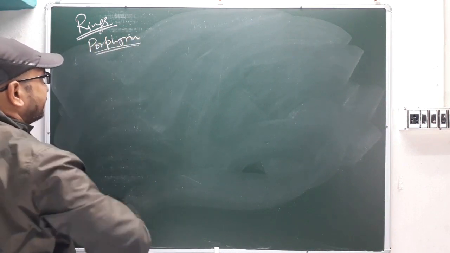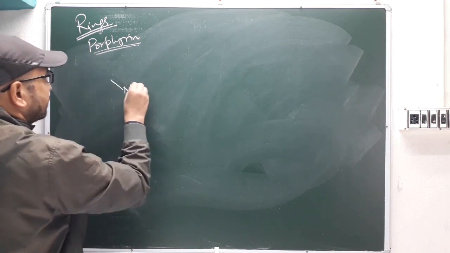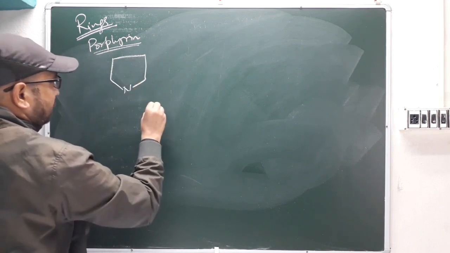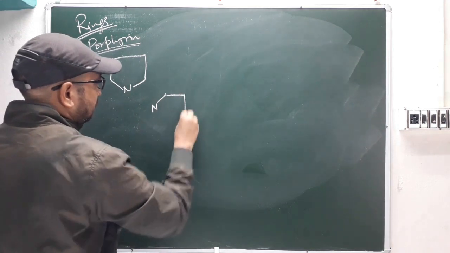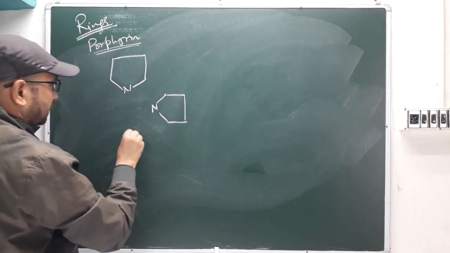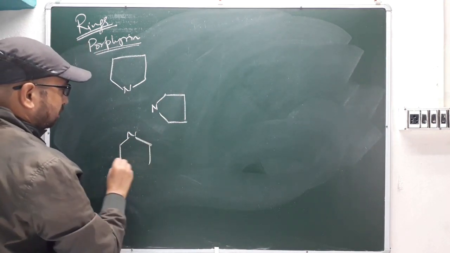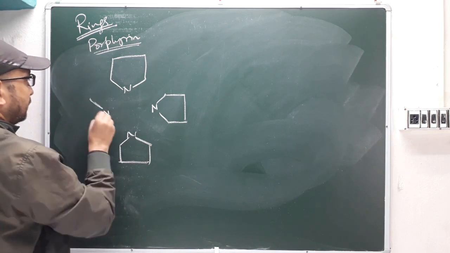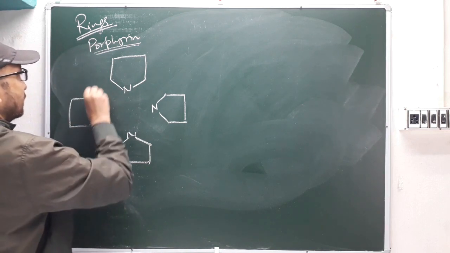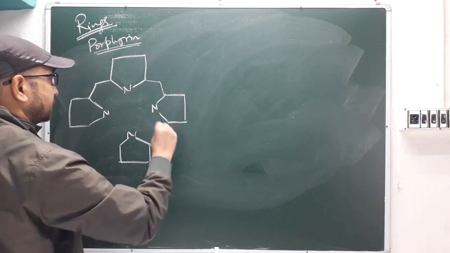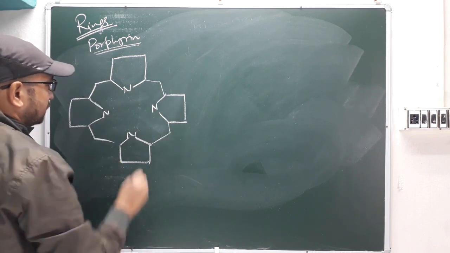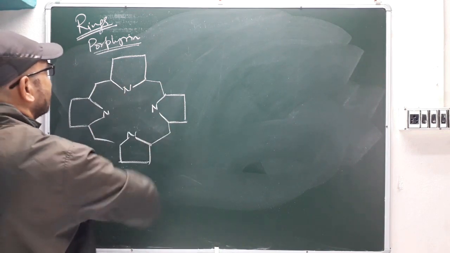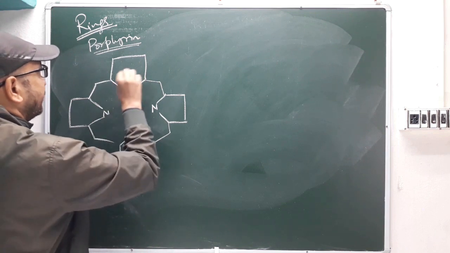Okay, porphyrin ring, you have to just draw it. This is CH2, CH2, CH2, CH2, correct. So we are drawing the porphyrin ring, correct. So the porphyrin ring will be like this.